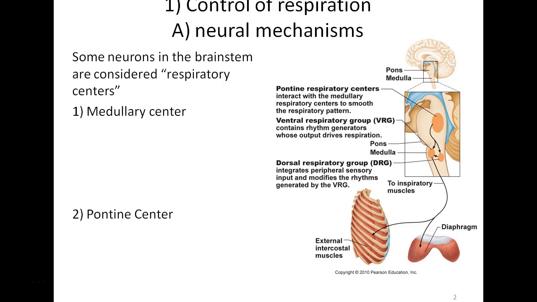Well, we see that some neurons in the brainstem of the brain are considered respiratory centers. On looker's right, notice how we're going more in depth into the human brain, specifically this brainstem region. We're going to have the medullary respiratory center within the medulla oblongata, and the pontine respiratory center within the pons. These are regulatory nuclei that coordinate breathing. Together, the medullary center and the pontine center are called the respiratory center.